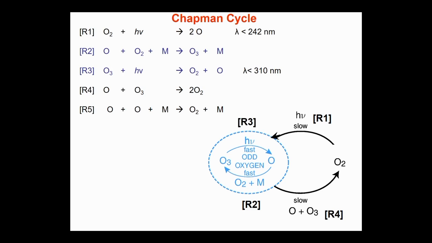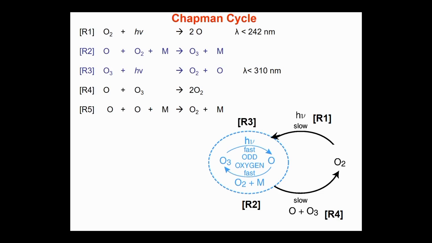But ozone itself, we've already seen, can be photolyzed, can be broken down because of that great big Hartley band that we saw between 230 and 310 nanometers. So we can photolyze that molecule, and we can make an oxygen molecule and an oxygen atom again. So we get reaction two back. Yeah, so this is just an exchange. Nothing much is happening, we're just turning these radicals around.